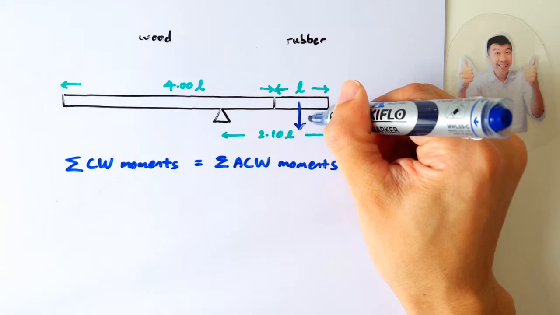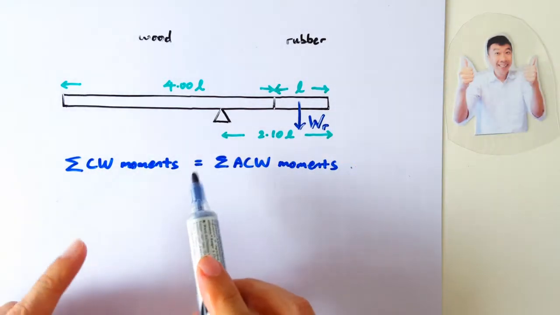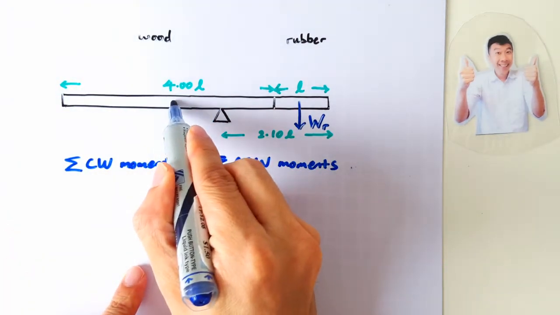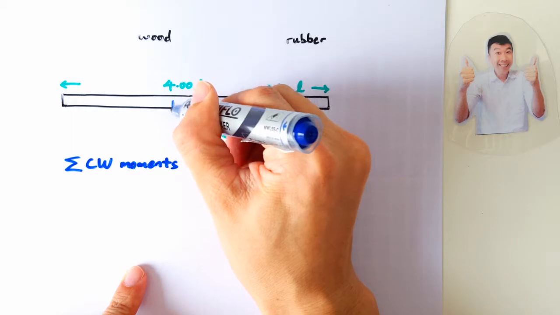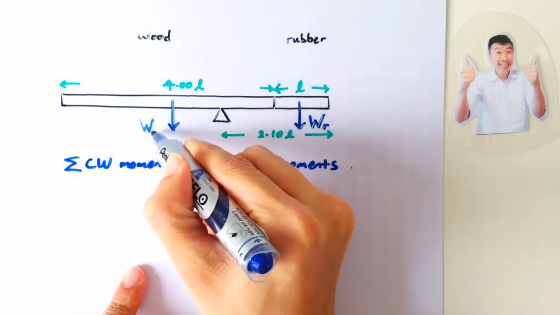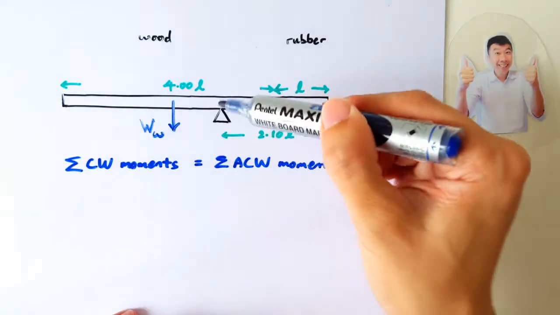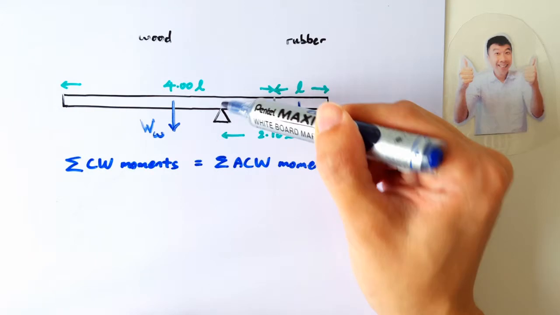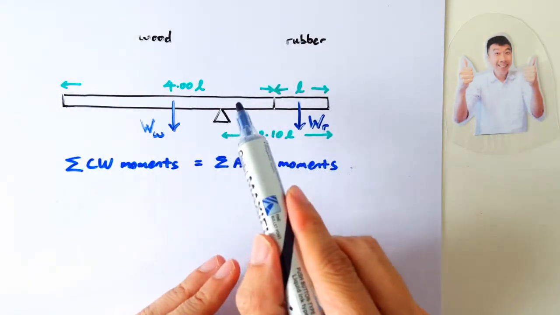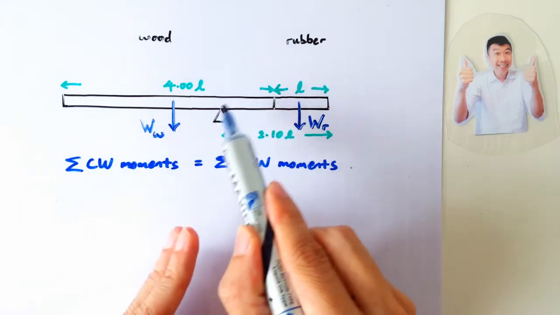So let me call this WR. There's also the weight of the wooden section, which of course acts at the CG of the wooden section. And let me call this force WW. Of course, there's one more force here, the contact force that the pivot acts on the rod. But because I know I'm going to take moments about the pivot here, that force will not come into the picture.